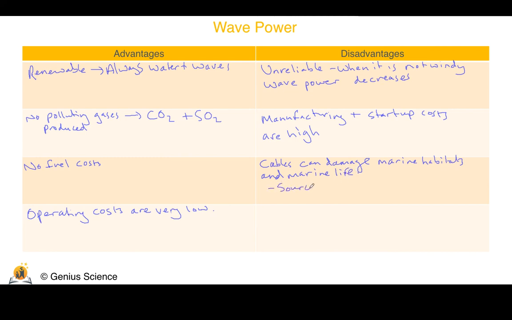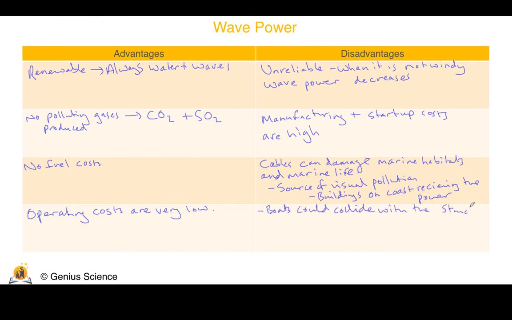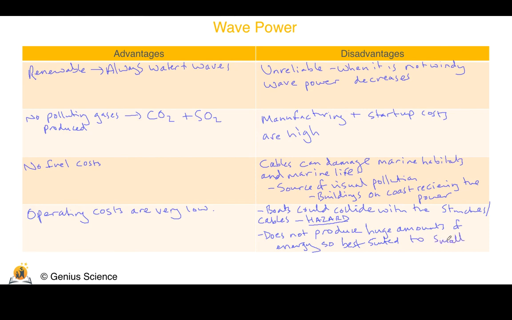These cables are also a source of visual pollution, as they do not look particularly nice on the seabed. This visual pollution also extends to buildings on the coast receiving the power. Furthermore, boats could collide with the turbine-like structures or the cables, therefore they are hazards. Our last disadvantage of wave power is that it does not produce huge amounts of energy, so is best suited to small islands only.